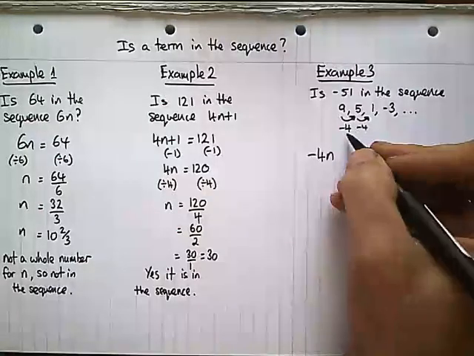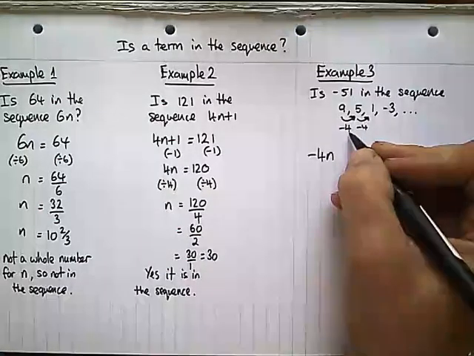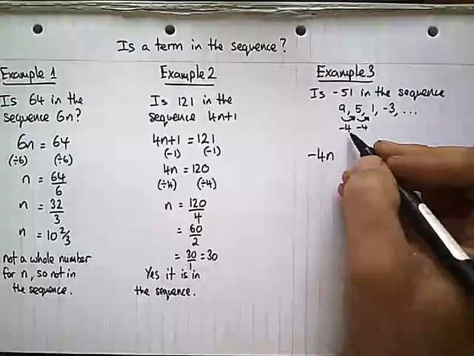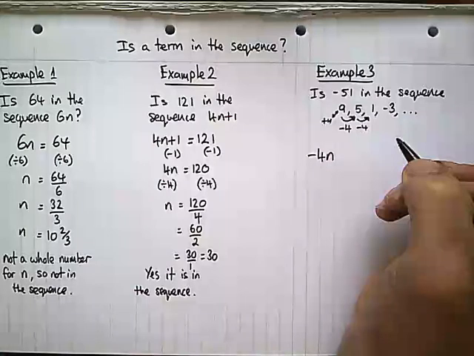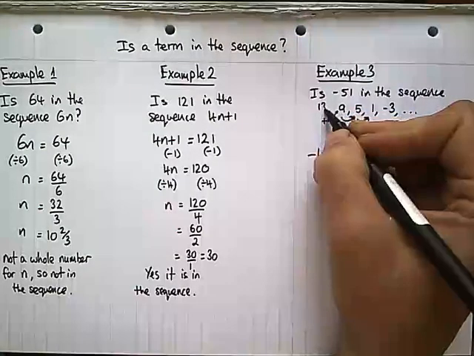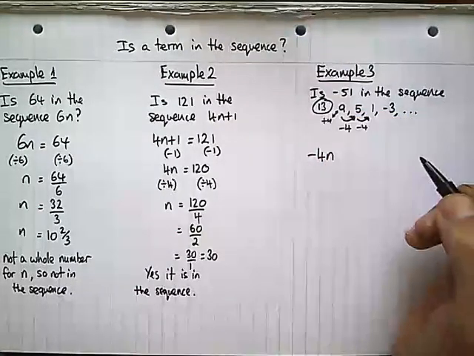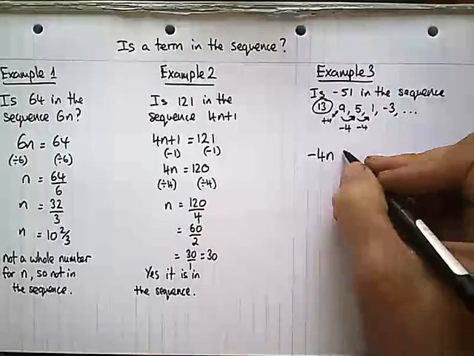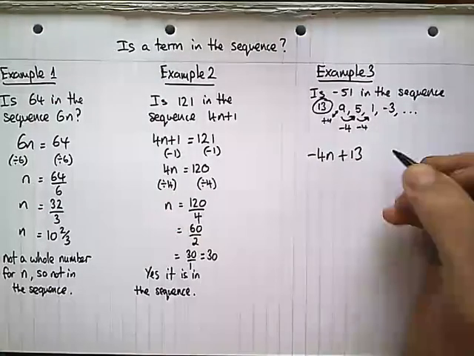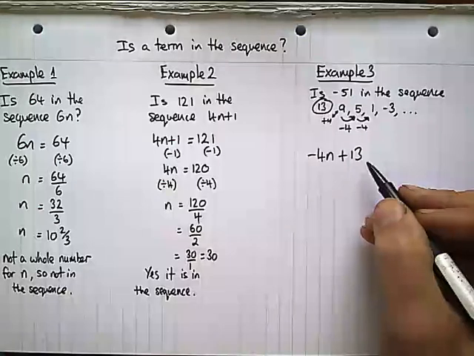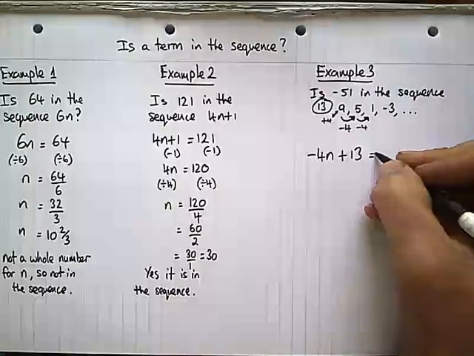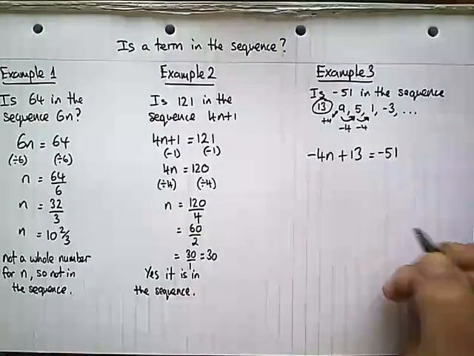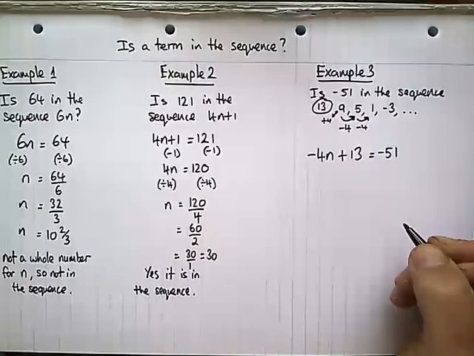Then what we do is we do the opposite to minus 4 to the first term. The opposite of minus 4 is plus 4, and I do that to the 9 to get 13. That's a plus 13. So this will be plus 13. Now I've worked out the rule, I can make it equal to minus 51. And I've got to try and solve this now. It looks a bit tricky, but it's not too bad.